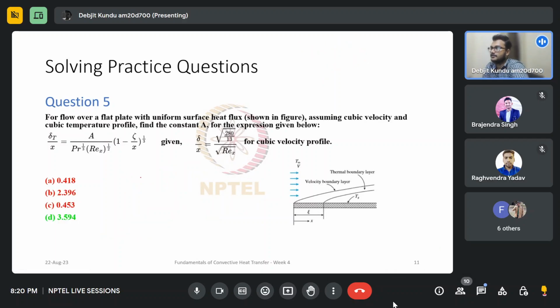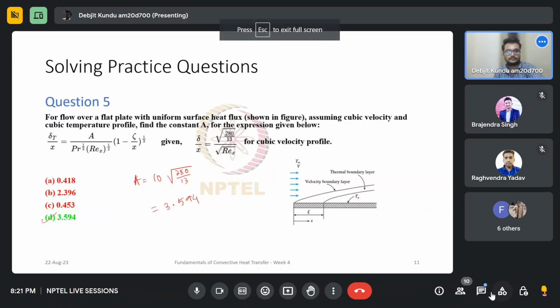So finally, we get something like A equal to 10 multiplied by under root 280 by 13. And this turns out to be approximately 3.594. That's why option D would be the right answer. Okay. Any questions regarding this? The process became clear to everyone, right?